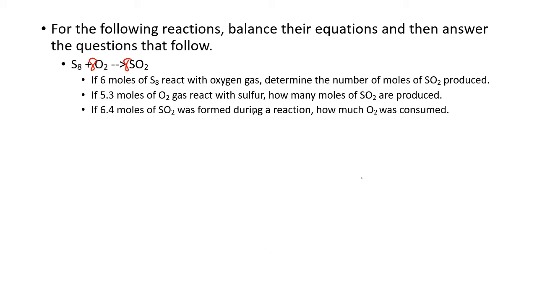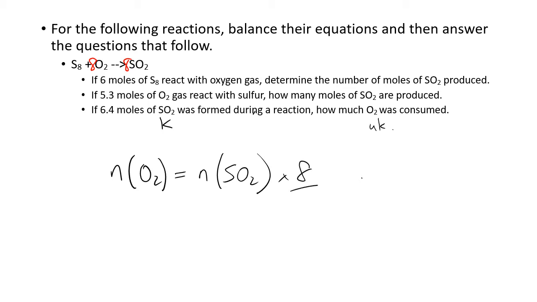Okay, let's do that again. What's our known? What's our unknown? This is our known, SO2. This is our unknown. So the number of moles of O2 is equal to the number of moles of SO2 times the coefficient of the unknown, which happens to be 8, over the coefficient of the known, which also happens to be 8. Oh, it's too easy. 6.4 times 8 on 8 is 6.4 moles. Okay, those are those examples. Let's move on.